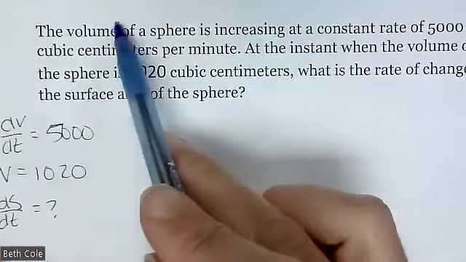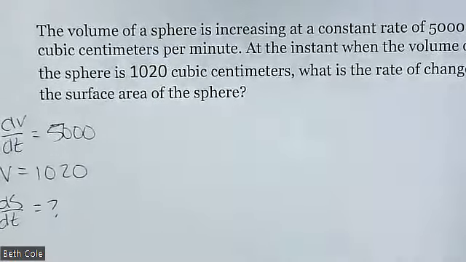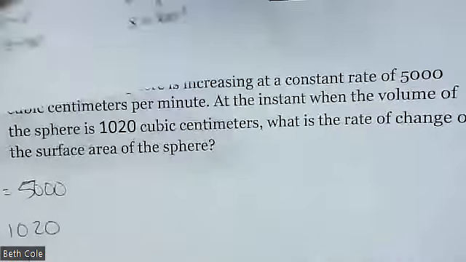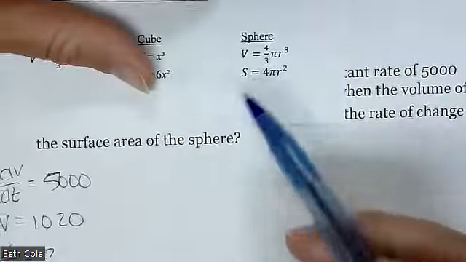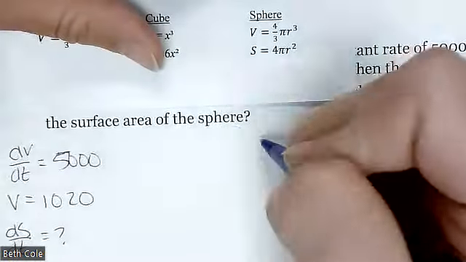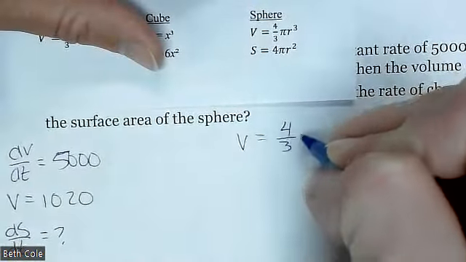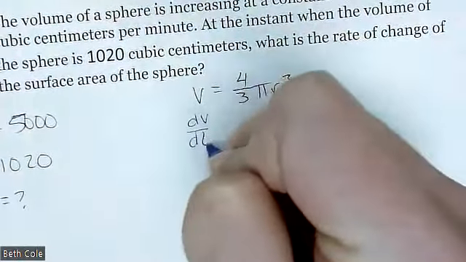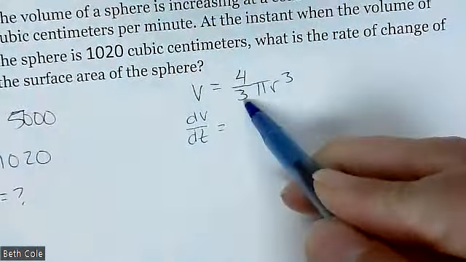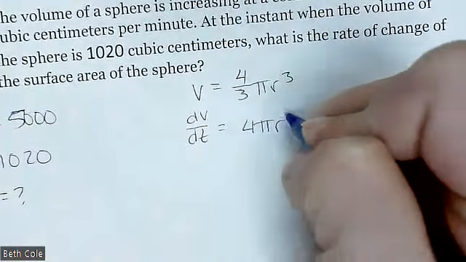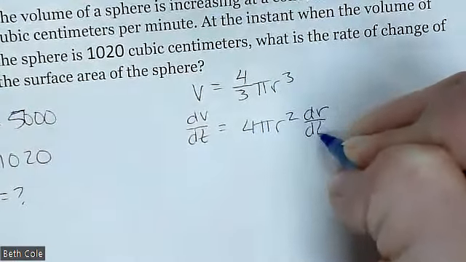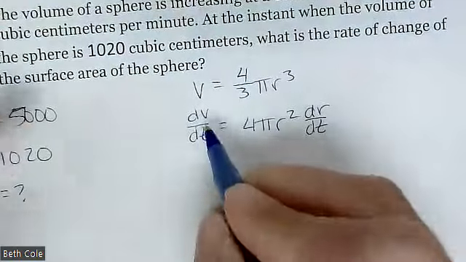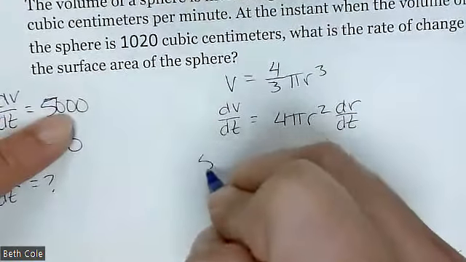So we're going to need both volume of a sphere and surface area of a sphere. So if you go over to your formulas that I gave you, we're going to start with volume because that's the one we have information about. So volume equals 4/3 pi r cubed. Going to do the derivative. When you bring the 3 down, they'll cancel. It'll just be 4 pi r squared dr dt. So dV dt is 5,000.